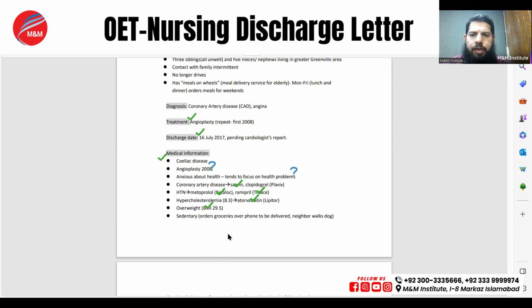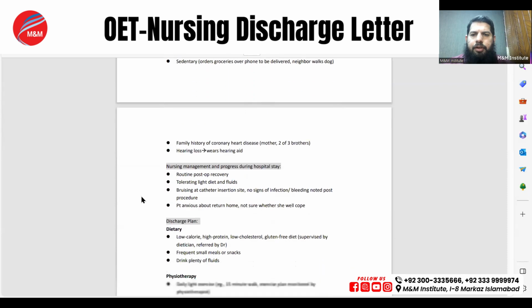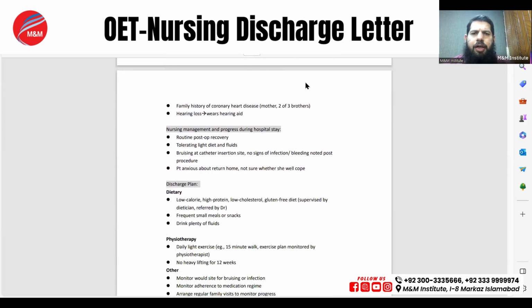Our weight, yes, we should write it down. Sedentary lifestyle, yes, we have to write it down. Afterward, you can see there we have, let's say, family history of coronary heart disease. It's not significant to write it down about the family history in regard to the discharge plan. Hearing loss, yes, we can write it down, but in view of the discharge plan, we can omit that, so semi-relevant information. So the rest of the details was important.